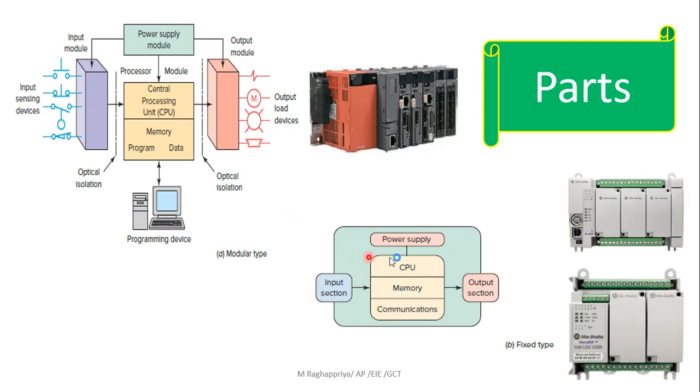If you look at this diagram also, you can see CPU, that is processor, then input and output section, power supply, then programming device. It can be connected like this. Okay, so these are the four main parts.